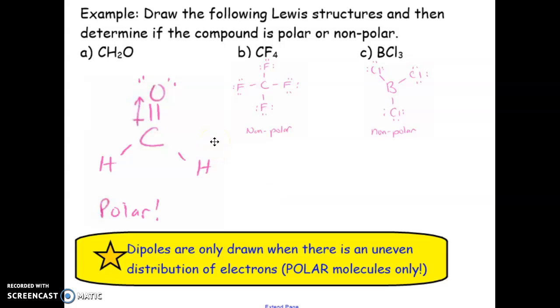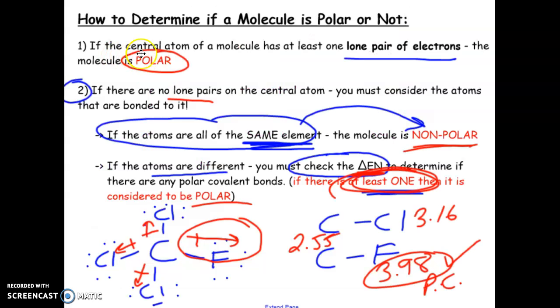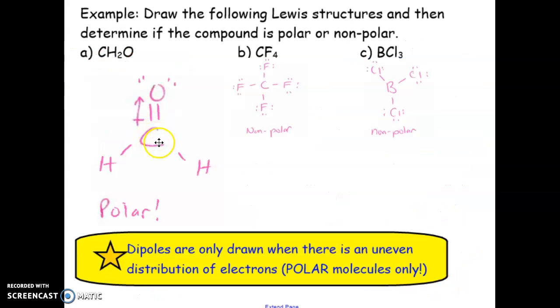So let's take a look at the criteria. The carbon does not have lone pairs of electrons, so that first one does not apply. The carbon has no lone pairs, and there are two different types of elements, oxygen and hydrogen. So what that means is we'd have to check the difference in electronegativity between CH and CO. So when we do that, the CH bond is nonpolar. It's 0.35, which is a covalent bond, but the carbon and oxygen is a polar covalent bond.